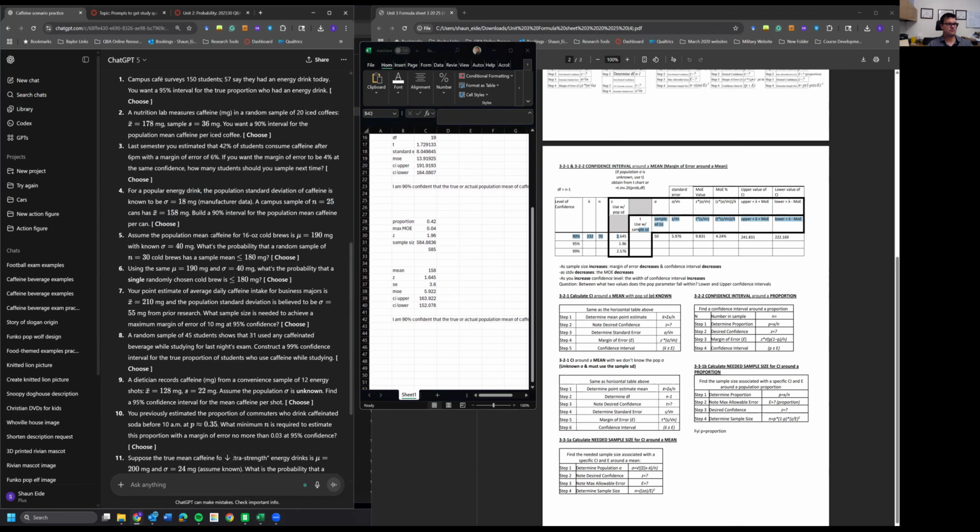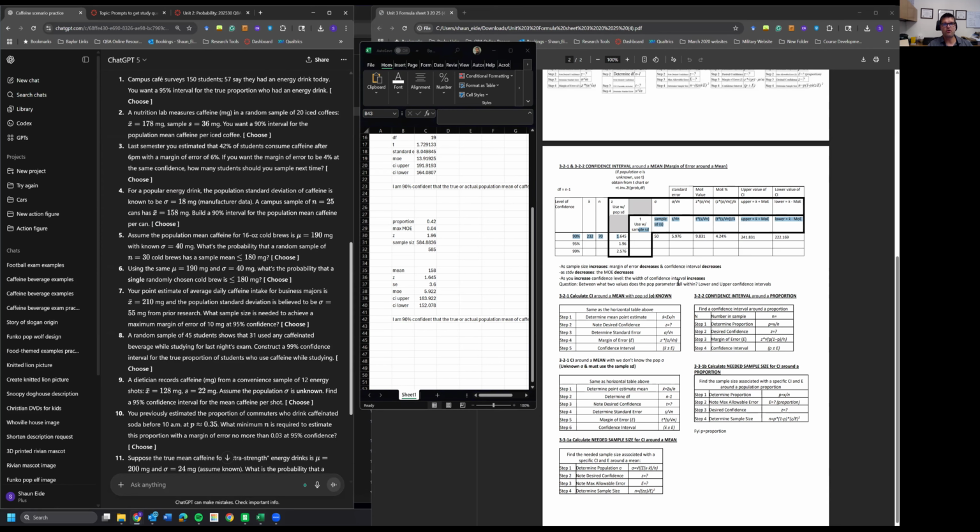Next, let's see here. Okay, so we're going to go into question number 5. Assume the population mean caffeine for a 16-ounce cold brew is 190 milligrams with a known population standard deviation of 40 milligrams. What's the probability of choosing a random sample of 30 cold brews with a sample mean of 180 milligrams or less?